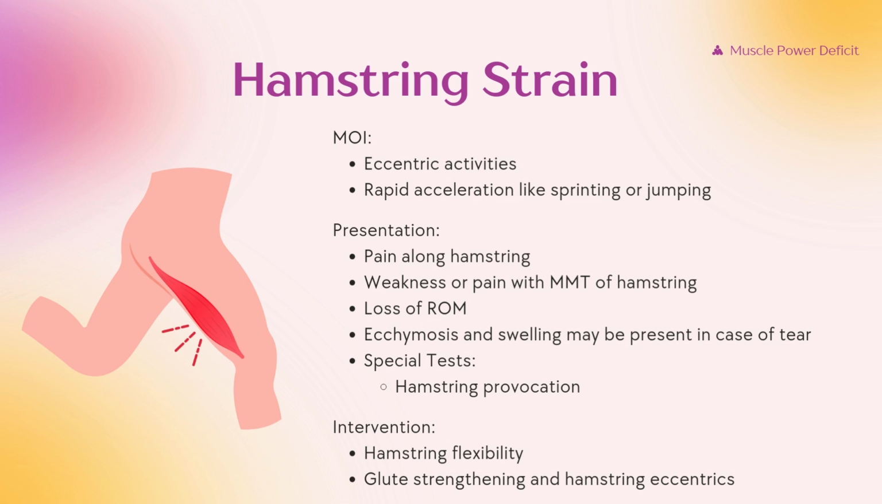If you internally rotate the hip, that would put the medial hamstring on top, and that would be positive for medial hamstring strain. If you externally rotate the hip, that would put the lateral hamstring on top, meaning that the lateral hamstring is involved. When you cluster the hamstring provocation with the hamstring MMT and resisted hip extension, that will cluster together to indicate hamstring strain. Intervention would be hamstring flexibility, glute strengthening, and hamstring eccentrics when you're in that later phase of rehab.